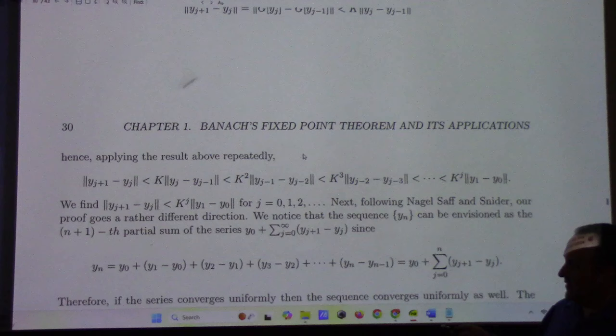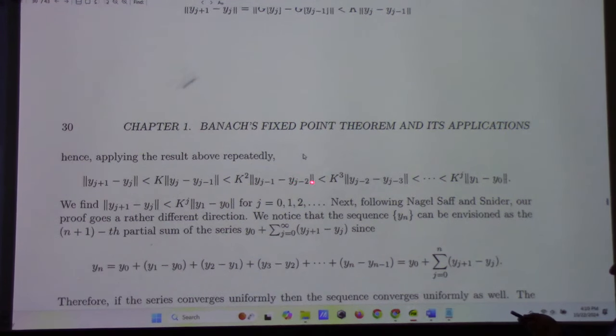So of course, if you keep doing it, and doing it, eventually you get the power k to the power j times the difference between the first and the 0th iterates, right? So we find that the norm of yj plus 1 minus yj is less than or equal to k to the power j times the norm of y1 minus y naught. I think, again, it's supposed to be less than or equal to. My apologies.